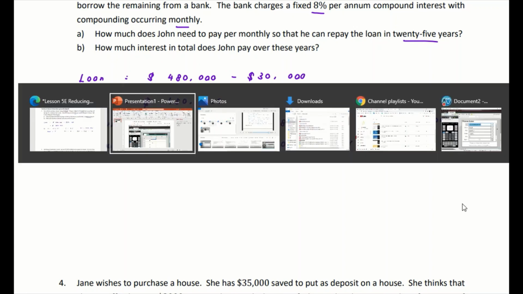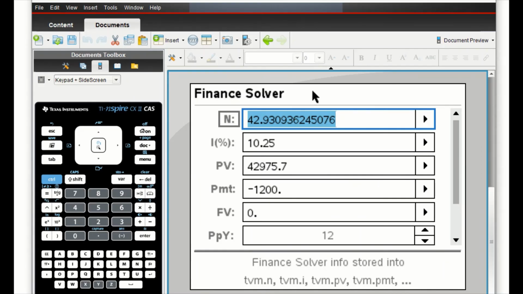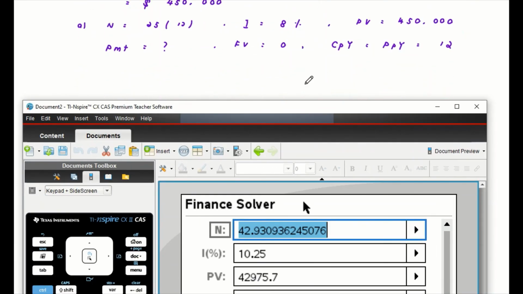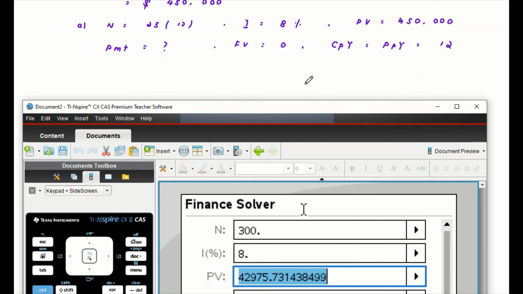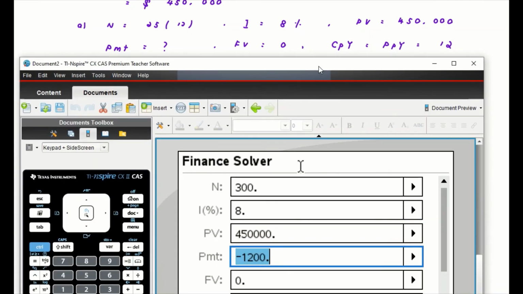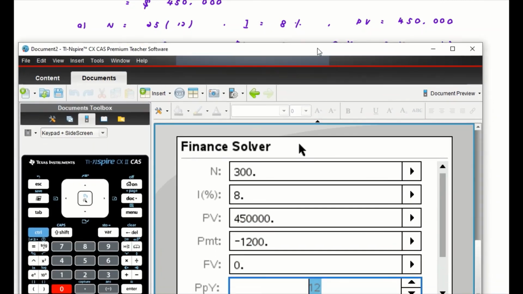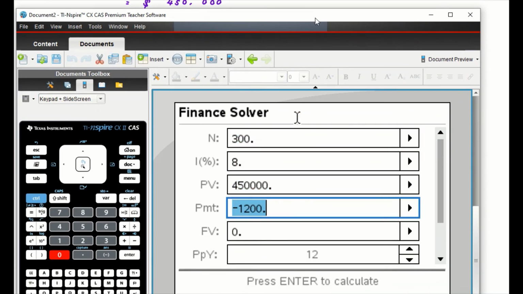Okay, so N is 25 multiplied by 12. You can just put multiply 12. Then I is 8%, PV is 450000. After that, PMT is what we want to find, so just leave it. FV is 0, then PPY and CPY are 12. Just tap, then come back to the PMT and press enter. So you can see that for every month, this is the amount of money that you need to pay.